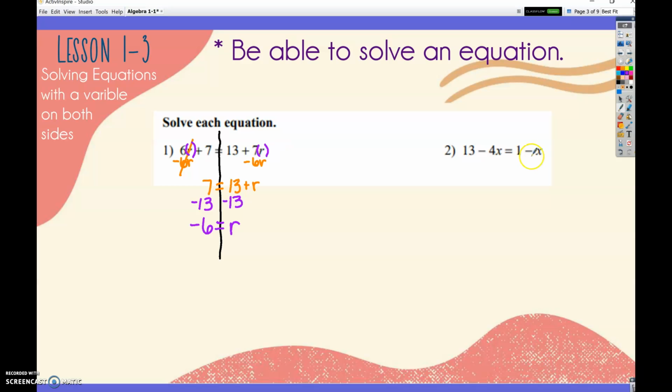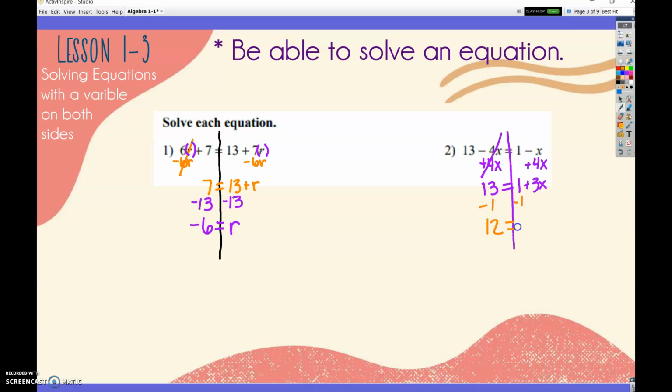Looking at example 2 here, my first step would be to add 4x to both sides. It's not the only thing you could do, but by doing a plus 4x, it does allow the negative 4x to go away, and I'd be left with 13, and on the right side I'd have 1 plus 3x. Then I want to get my 1 to the opposite side with the number 13 since it doesn't have an x. If I subtract 1 from both sides, I get 13.